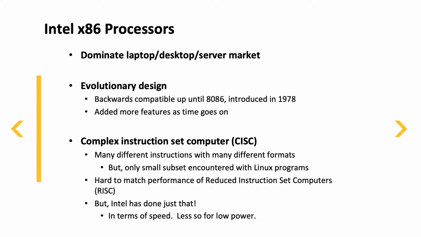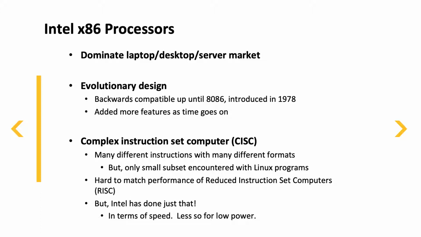So before we dive into machine code, let's talk a little bit about the history of the machines themselves. And we're going to focus on Intel x86 processors. These pretty much dominate the laptop, desktop, server market. And over time, they've had this evolutionary design. They're backwards compatible up until the 8086, which was introduced way back in 1978. And as time goes on, they add more and more features. We'll take a look at this evolution and how things have changed over the years.